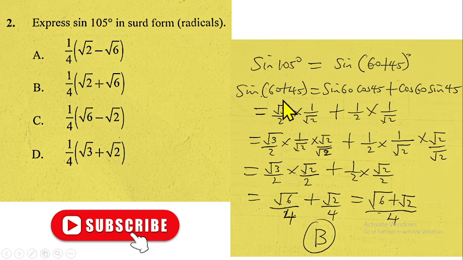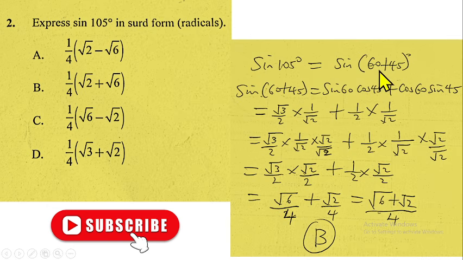Since you have to leave your answer in surd form, that means the angle for this trigonometric ratio should be a special angle. If I should remind you of special angles in trigonometric ratio, you have 0 degrees, 30 degrees, 45 degrees, 60 degrees, and 90 degrees. So we have to express this angle 105 degrees as 2 or more special angles. So that should give us 60 plus 45. So 105 degrees should give us 60 plus 45.